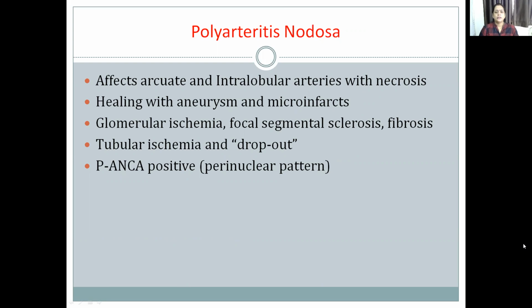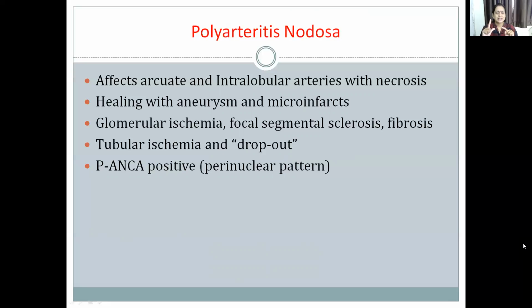It affects arcuate and interlobular arteries with necrosis, healing with aneurysm and microinfarcts. P-ANCA is positive here. Glomerular ischemia and focal segmental sclerosis and fibrosis are seen, and tubular ischemia and dropout is seen. So PAN usually affects arcuate and interlobular arteries associated with necrosis.